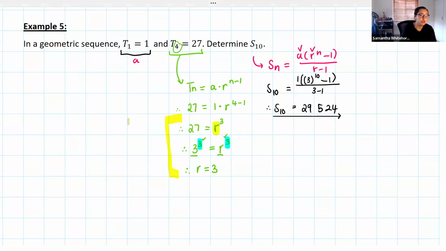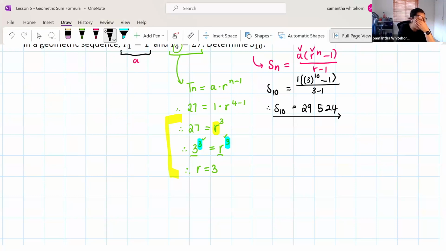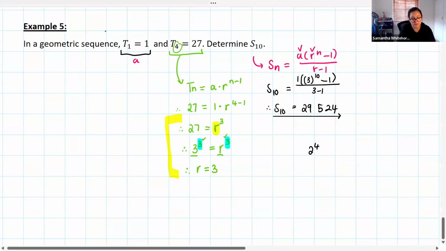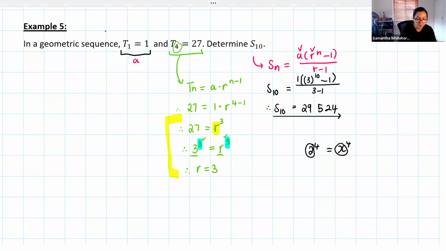And if your exponents are the same, in order for it to be equal, the bases have to be the same. So for example, silly thing, if I had 2 to the power 4 is equal to x to the power 4, the only way for that to be true is for both bases to also be 2. So it's almost like the reverse. Because my exponents are the same, my bases have to be the same in order for it to be equal. And so I know R is equal to 3.